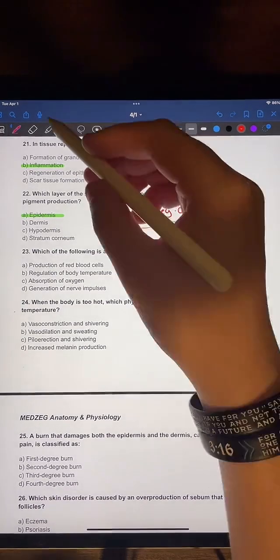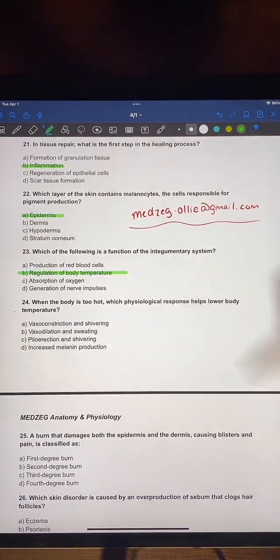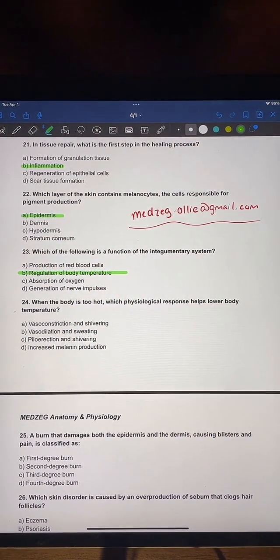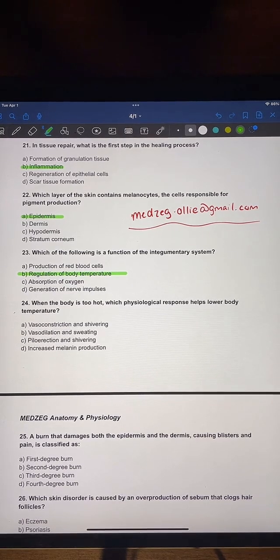The answer for number 23 is B. It is the regulation of body temperature. I remember in the integumentary system, we have sweat glands, skin, hair, nails. All this helps regulate body temperature through sweating, vasodilation, and vasoconstriction.